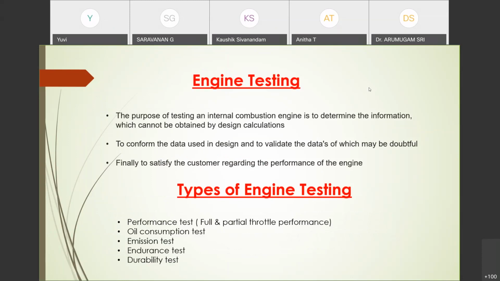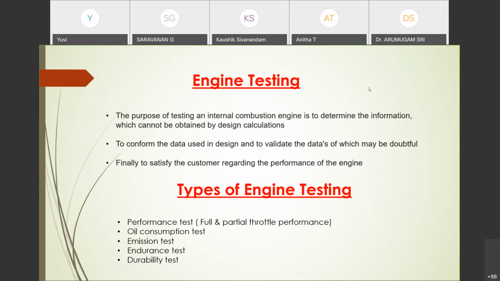The first technical topic which we are going to discuss today is engine testing. What is engine testing? The purpose of testing an internal combustion engine is to determine the information which cannot be obtained by the design calculation, to confirm the data used in design, and to validate the data which may be doubtful. Finally, the end customer gets satisfied with the performance of the engine.